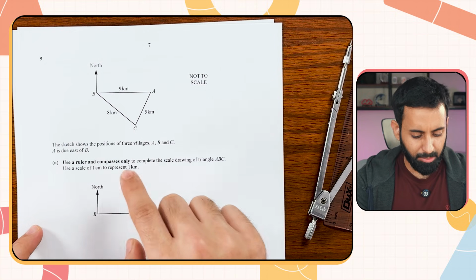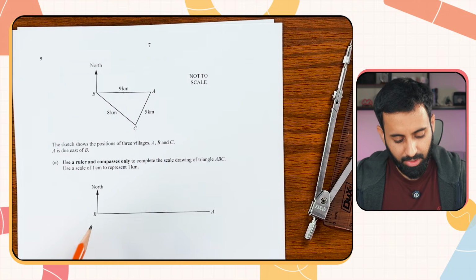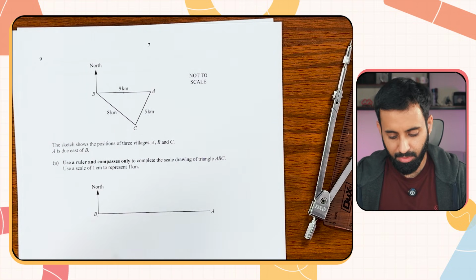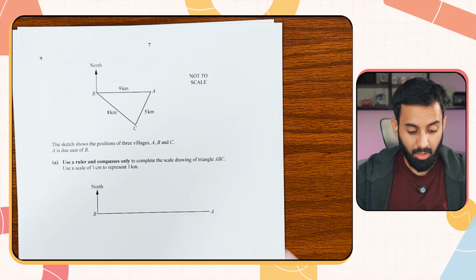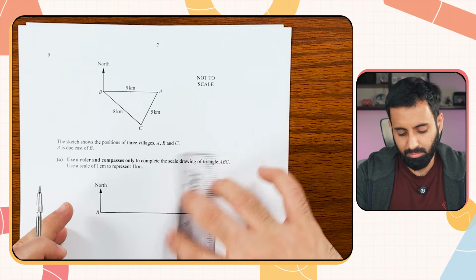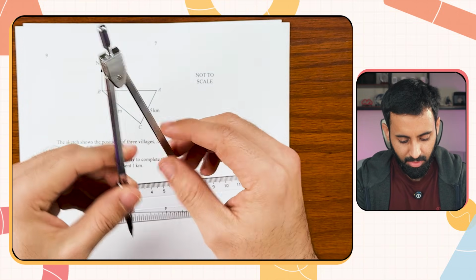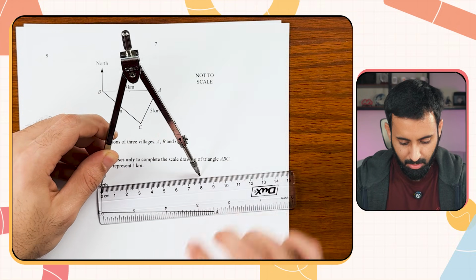Use a scale of 1 centimeter to represent 1 kilometer. So that means if this is 9 kilometers in actual, this must be 9 centimeters, this must be 8 kilometers, this must be 5 kilometers. Now since we don't know the angle, that's fine, not a problem. We're just going to open our compass to 8 centimeters. So let's do that. This is open up to now 8 centimeters.